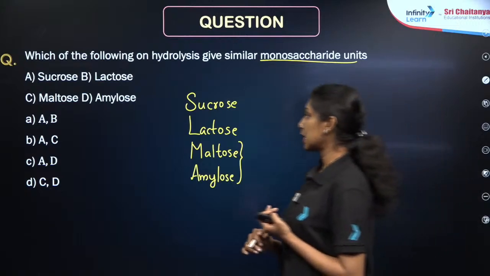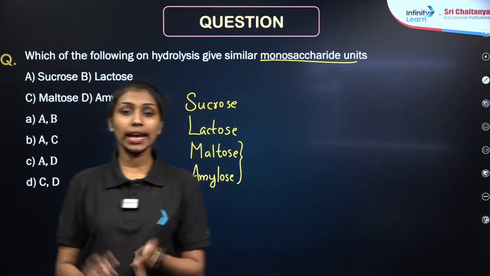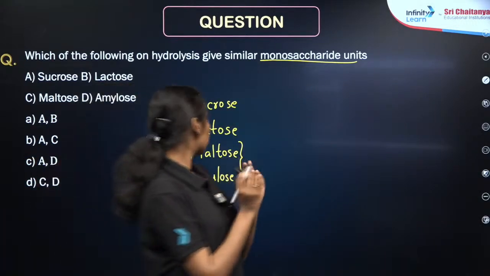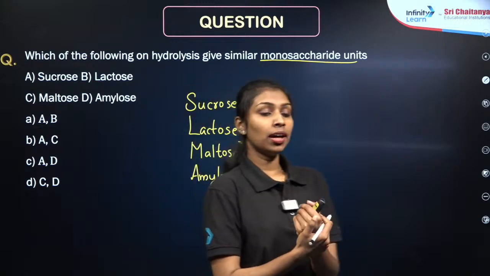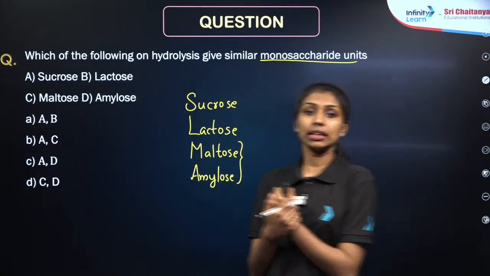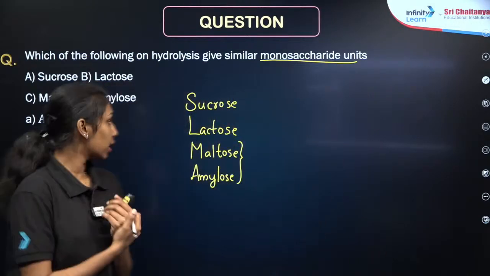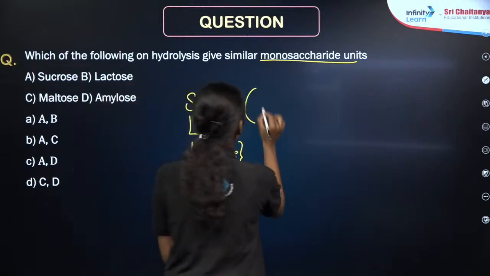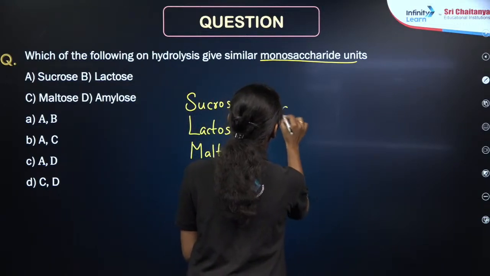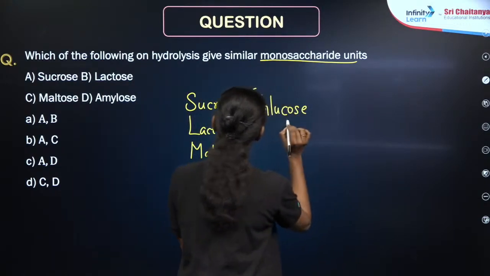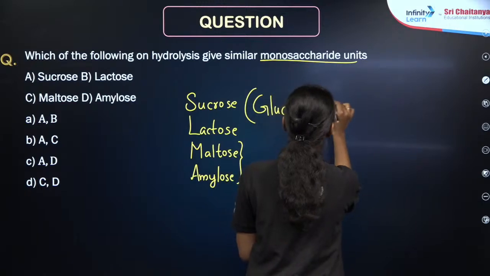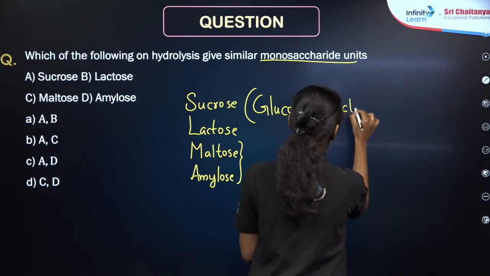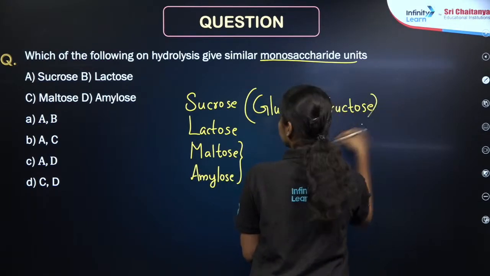So we have already seen the structure of sucrose, right? Sucrose is a disaccharide formed between alpha D glucose and beta D fructose, right? So we can say that glucose and fructose are the monomeric units, or monosaccharides, present in the case of sucrose. Then what about lactose?